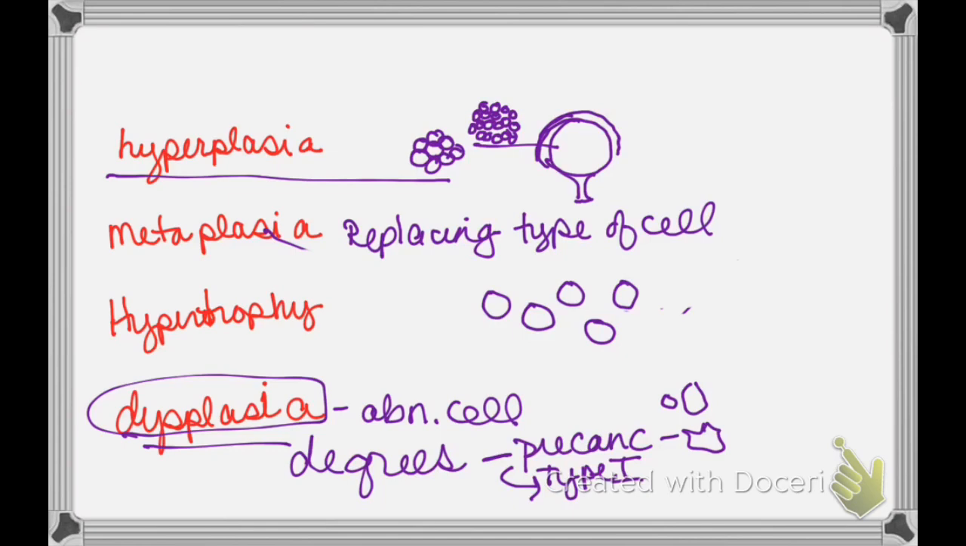There's a change in cell size and cell shape, and they can be immature or they can be mature. There's really no rhyme or reason to this, so it's not that mature cells are replaced by another mature cell. It can be immature, it can be mature, and they're just not functioning as well as they should. They're not going to work, so this can turn into a malignancy.